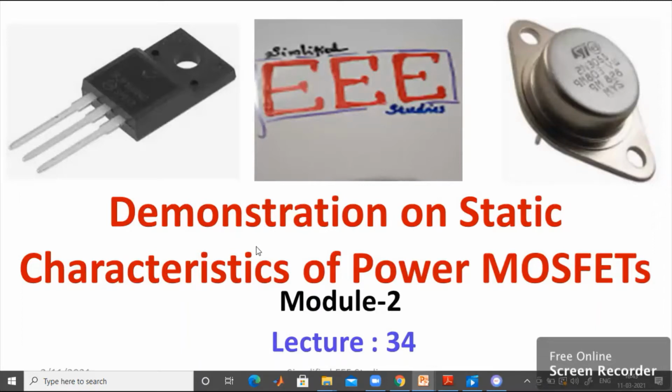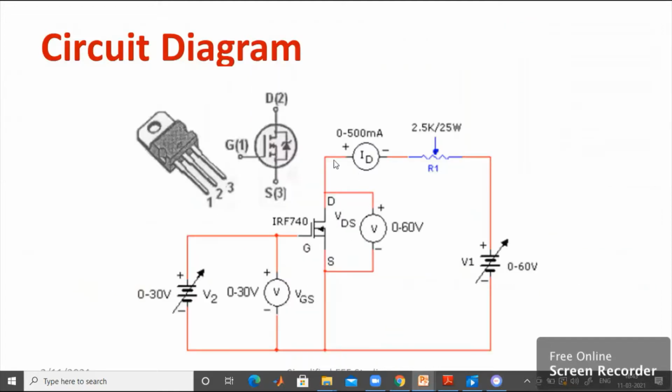Hello everyone. In this video, I'll be demonstrating the static characteristics of power MOSFET. We need the circuit diagram. We have used IRF740 as a power MOSFET and we need a DC power supply, RPS. Regulated DC power supplies V1 and V2 we are having, and also we need an ammeter and two voltmeters.